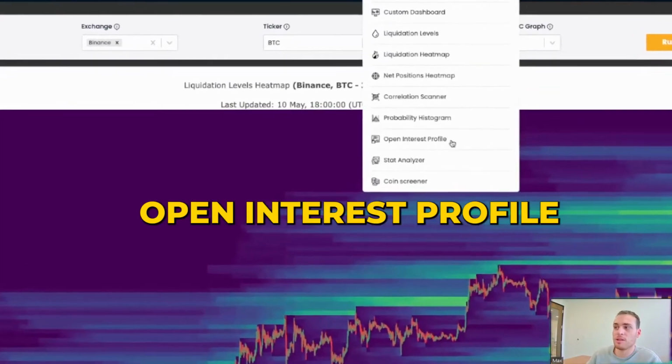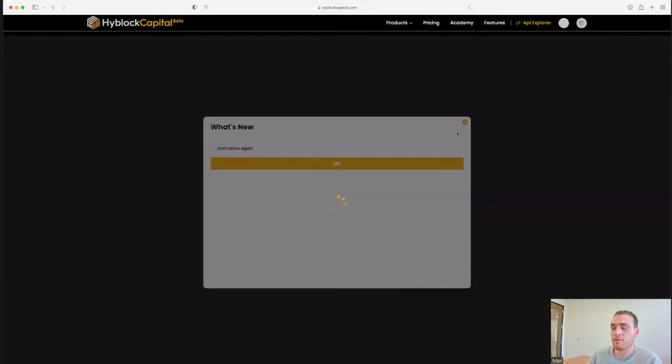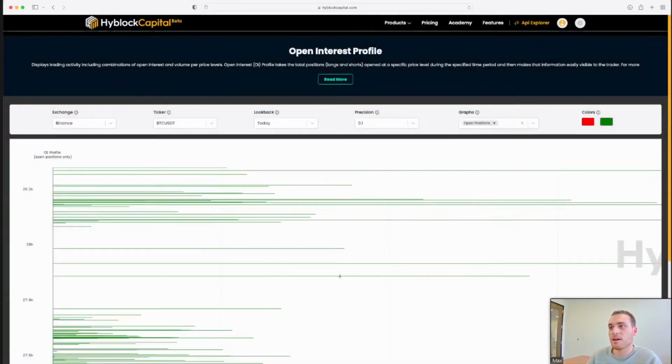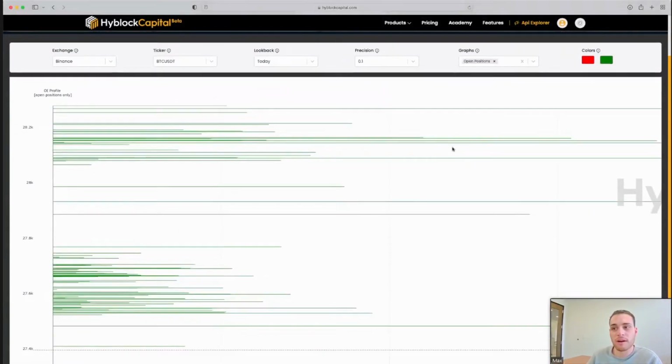So the next tool would be the open interest profile. So you go to products, scroll down, open interest profile. Now, a lot of traders out there, they use volume profiles on a regular basis, but volume profiles in the conventional sense are very, very one-sided.